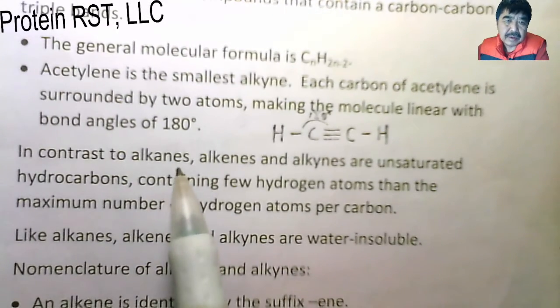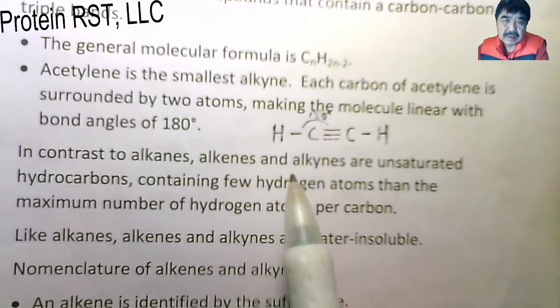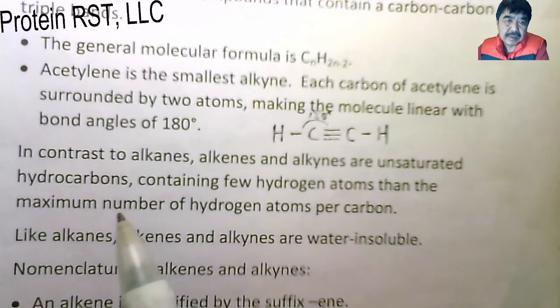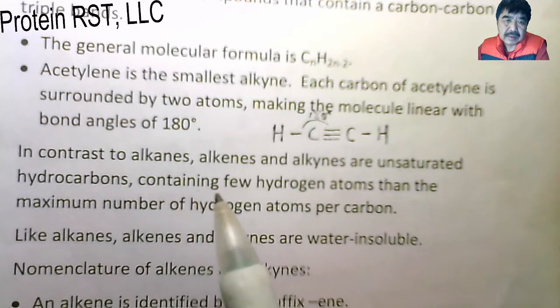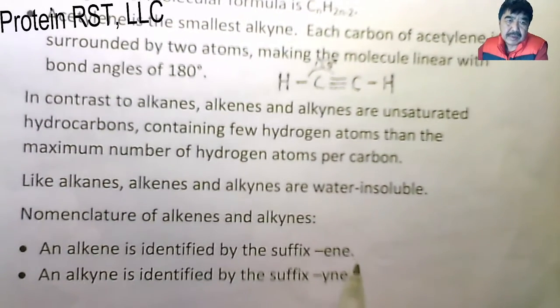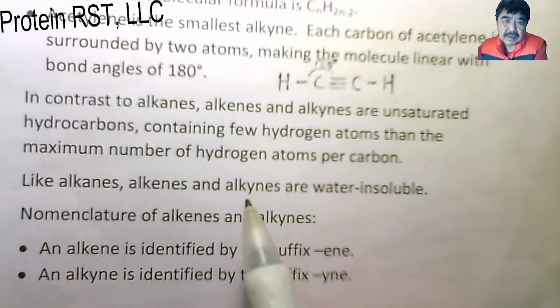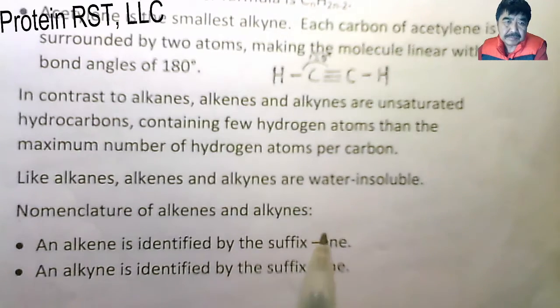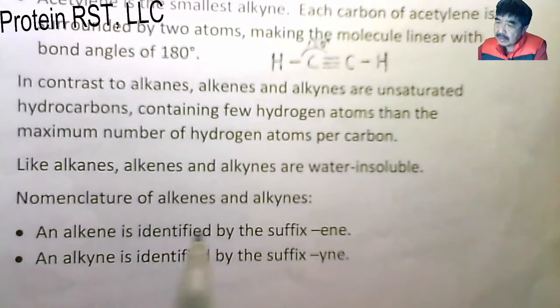In contrast to alkanes, alkenes and alkynes are unsaturated hydrocarbons containing fewer hydrogen atoms than the maximum number of hydrogen atoms per carbon. Like alkanes, alkenes and alkynes are water insoluble. Let's take a look at the nomenclature of alkenes and alkynes. The alkene is identified by the suffix ene. Alkyne is identified by the suffix yne.